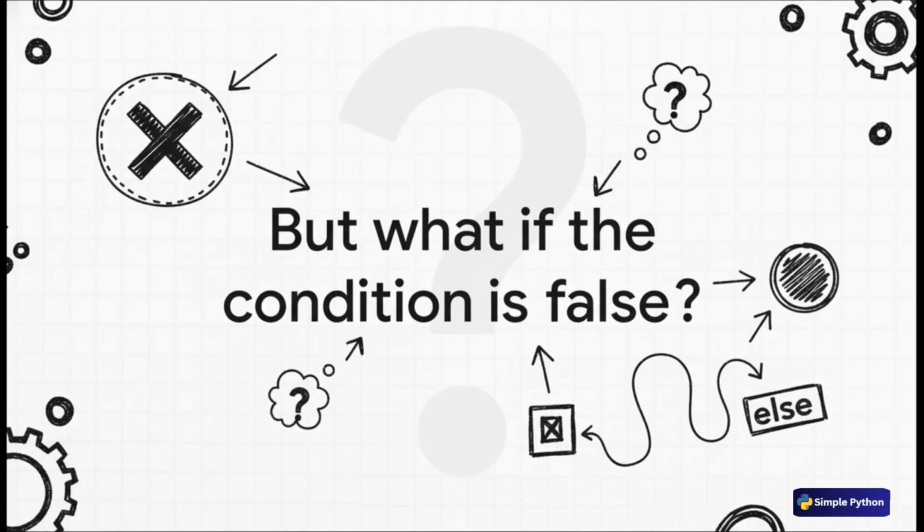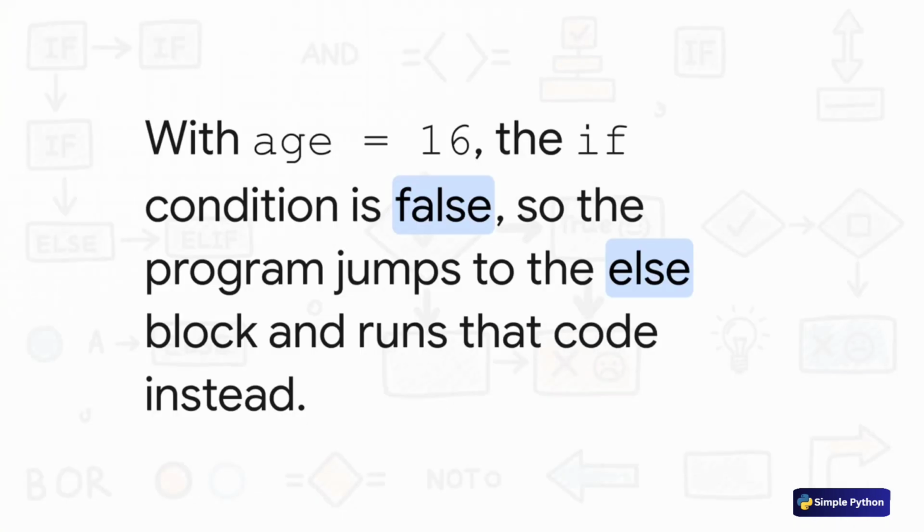That's all well and good, but what happens if the condition isn't met? What if the age was, say, 16? With the code we have right now, literally nothing would happen. The program would just end. We need a way to handle that other possibility. And this, my friends, is where the else statement comes into play.